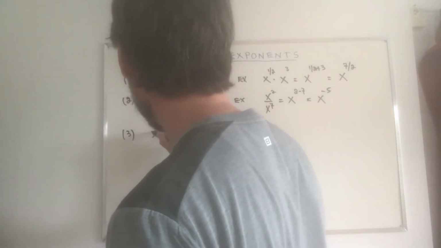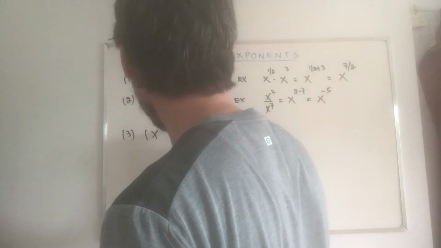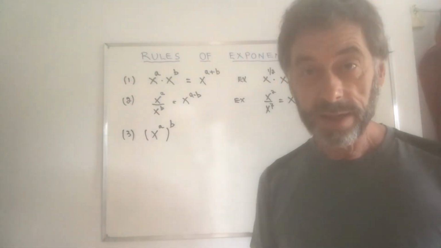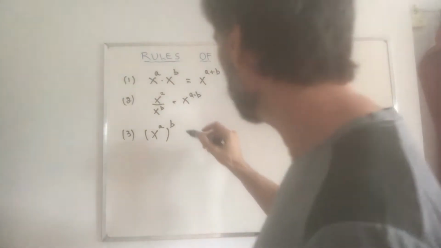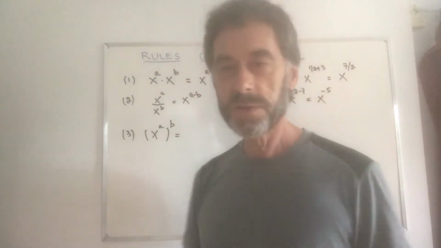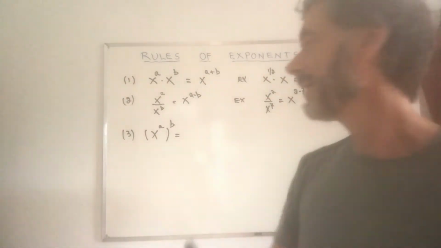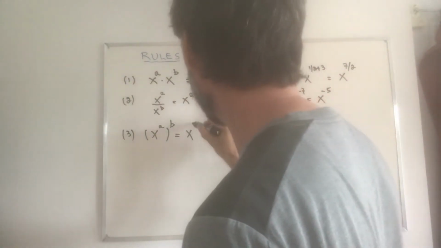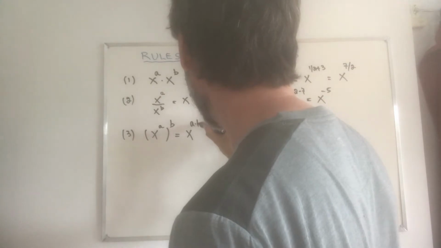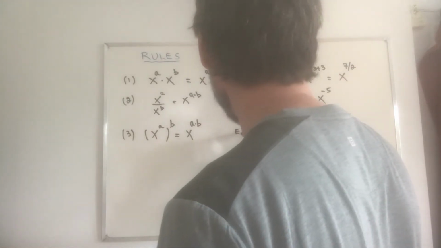Here's another rule. X to the a. This time I do need a bracket because I'm going to raise this whole shebang to the power of b. X to the a, all to the b. You know this one? What is this one? What do you think? Say it out loud. Yes, I heard you. You're right. That's exactly it. This is x to the a times b.